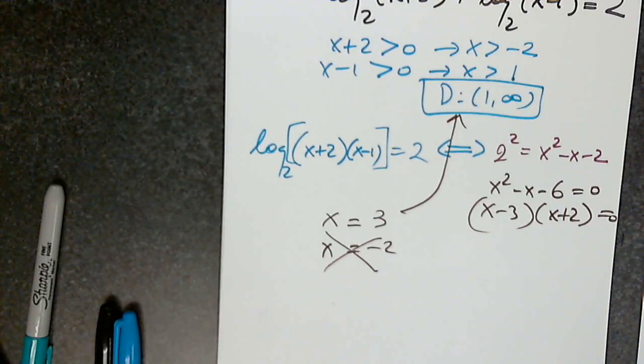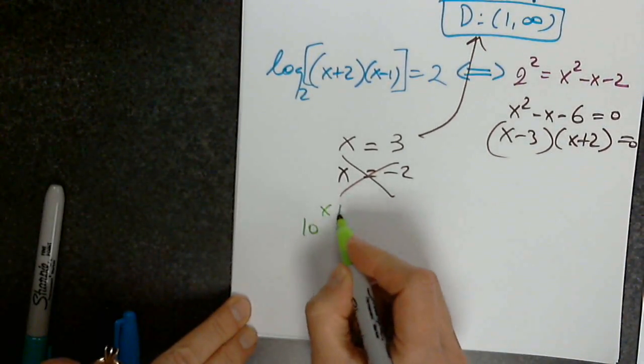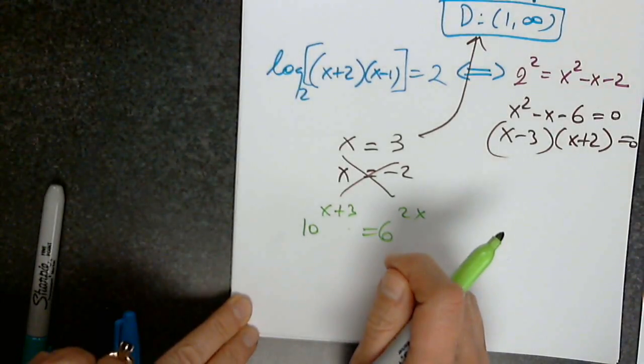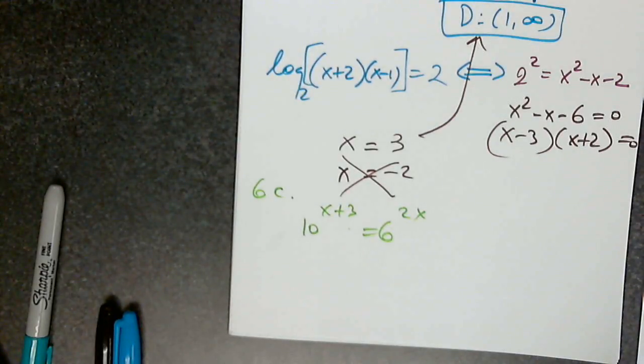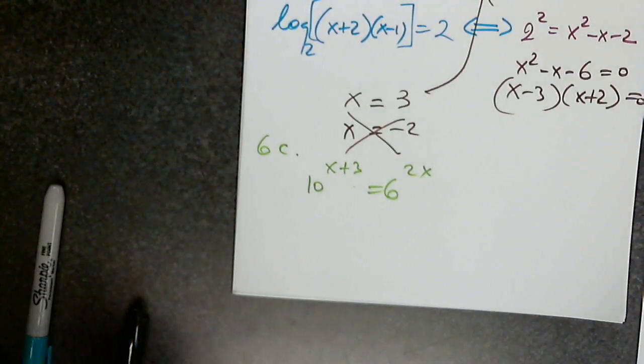Okay, let's look at an exponential: 10 to the x plus 3 equals 6 to the 2x. 10 to the x plus 3 equals 6 to the 2x, and that is problem 6C. And then I would like to look at a word problem. Any suggestions on how to approach this problem?